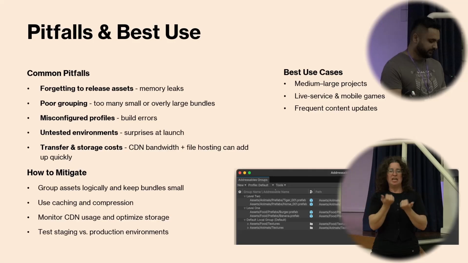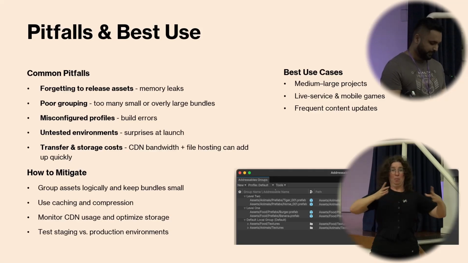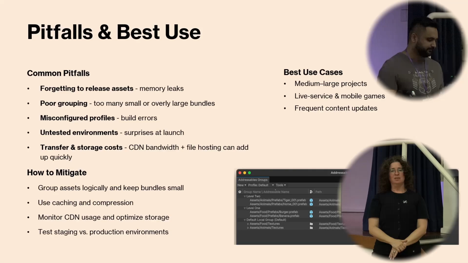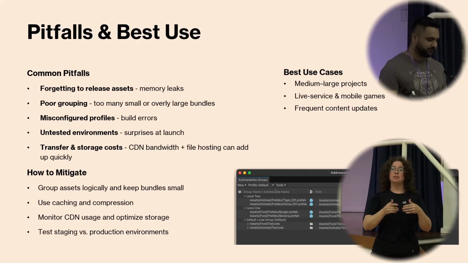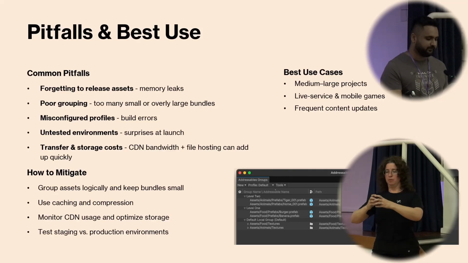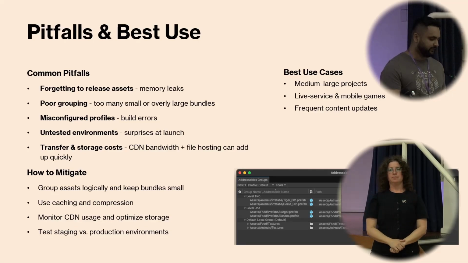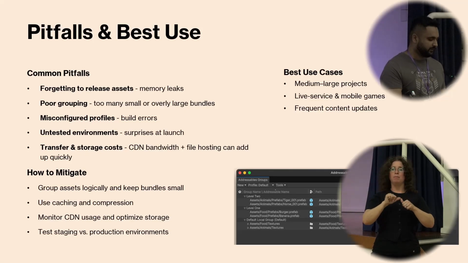Another big one that often gets overlooked is the transfer and storage cost. Hosting your bundles on a content delivery network means you pay not only for the bandwidth, but also for the storage space your assets occupy. Large bundles or frequent updates can quickly drive up both costs, especially at scale. The best way to manage this is by breaking assets into logical groups, leveraging caching, optimizing bundle size, and monitoring your CDN usage regularly. That said, when used well, addressables shine in medium to large projects, live service and mobile games, and any game that relies on frequent content updates.